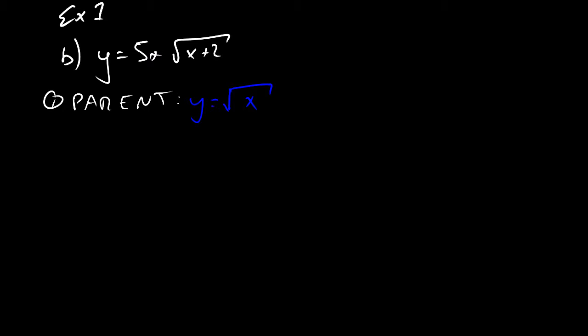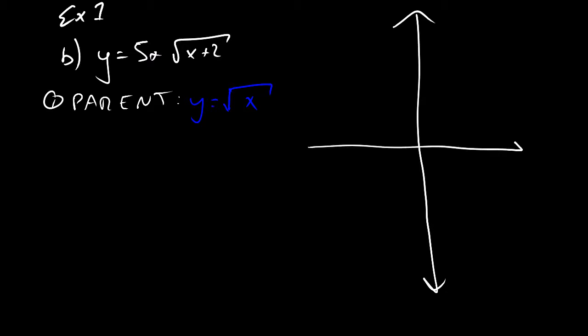So what does our parent graph look like when we graph it? Well, the square root of x is kind of a whoop going off to the side. So it starts at 0, 0 and kind of shoots off to the right. That's our parent graph. Alright, we found our parent graph. Good. Step 2, shifts.